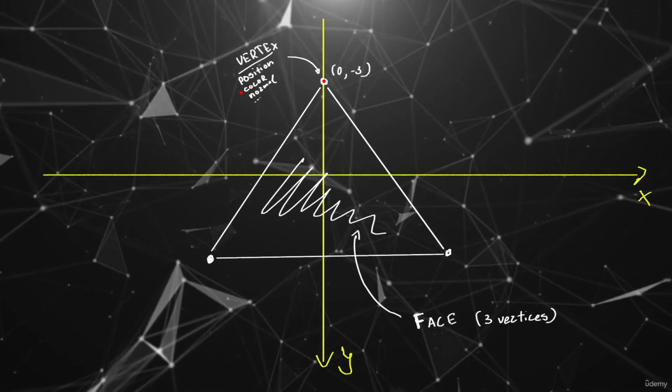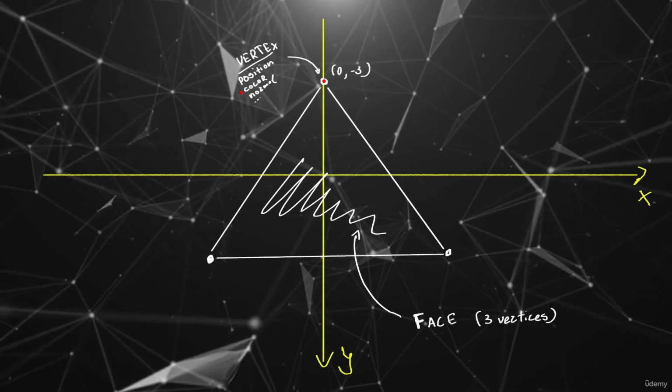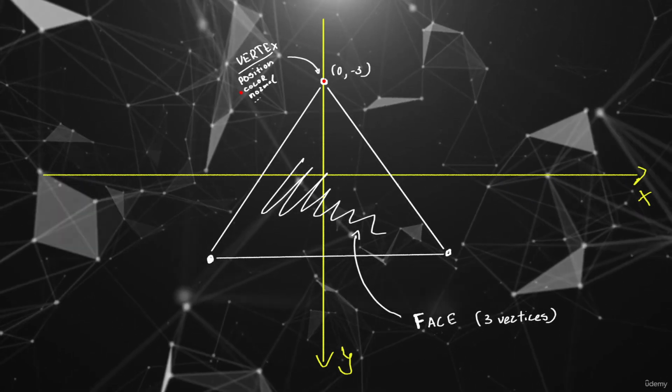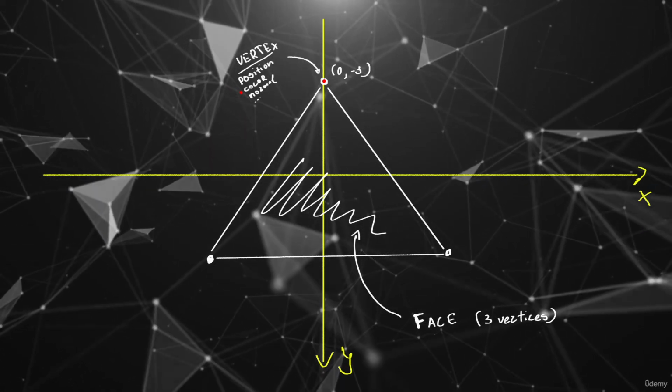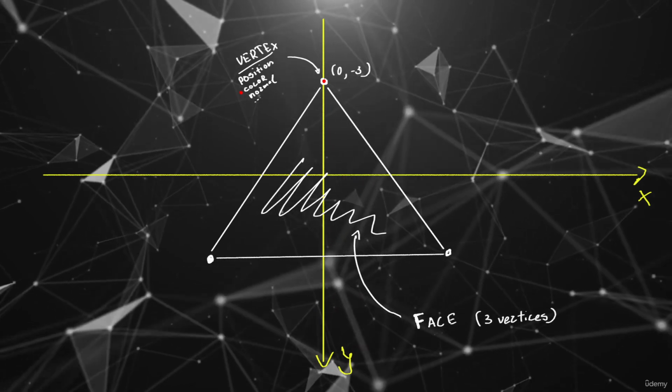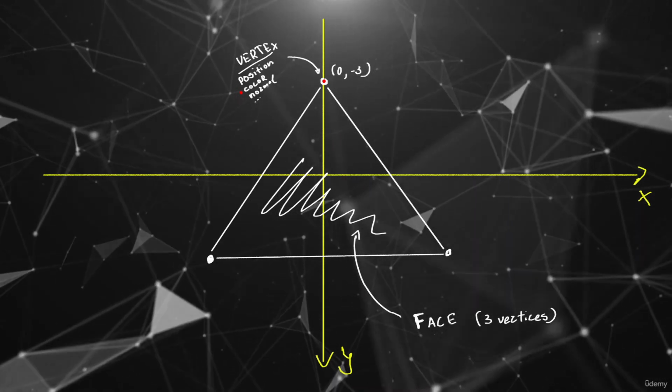Most graphics programs work with triangles since everything can be formed by a triangle. But sometimes you might see quads where a face is formed from 4 edges instead of 3 connected vertices.